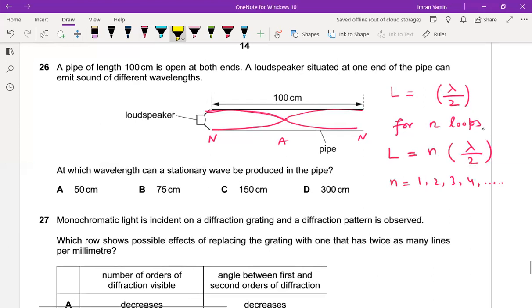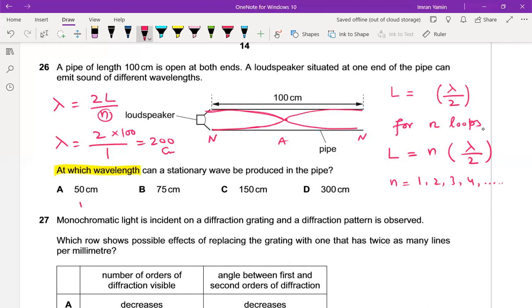In this question, they are asking at which wavelength, which means you have to calculate the wavelength. If I make lambda the subject, it becomes 2L upon n. If you place length as 100 centimeter and replace n with 1, the answer is 200 centimeter, but it is not available in the given options. If you write n equal to 2, then lambda becomes 100 centimeter. It is not available in the options. If you take n equal to 3, then lambda becomes 66.66, and that is not available either.